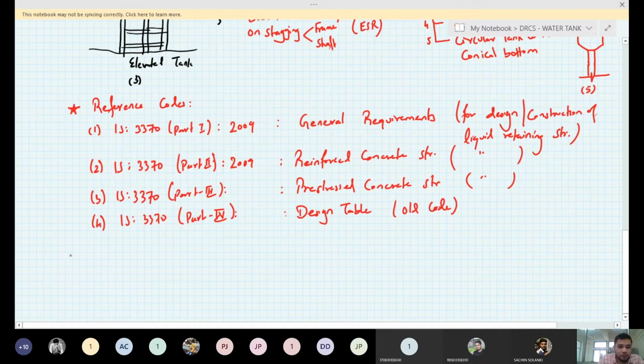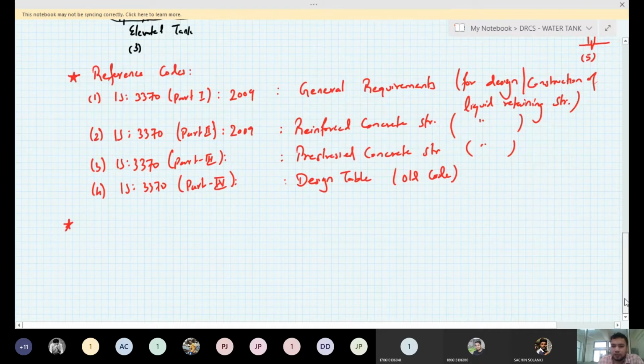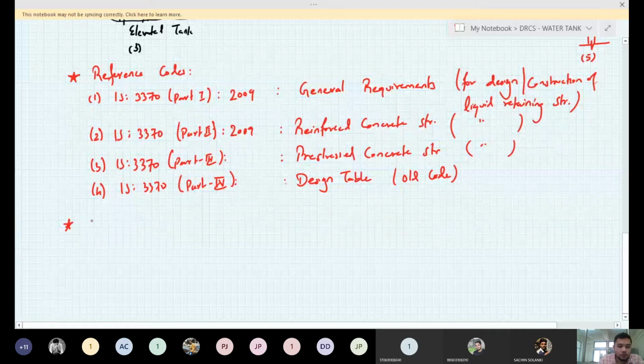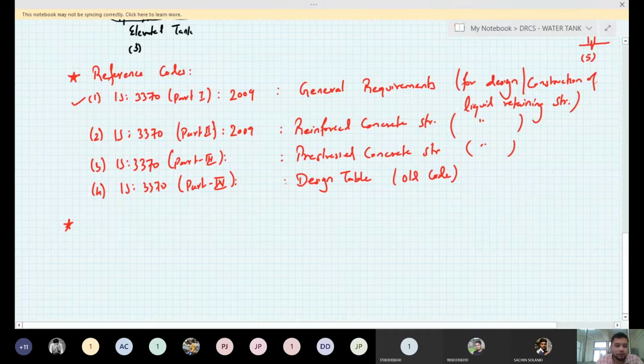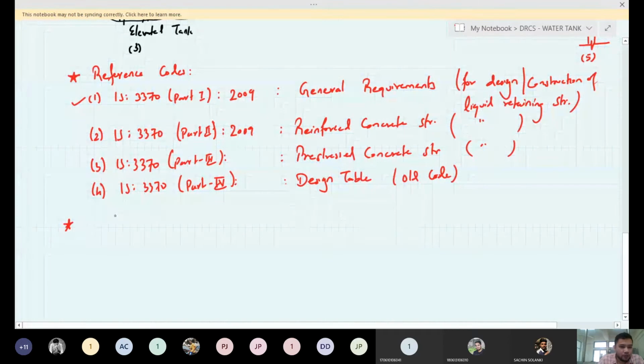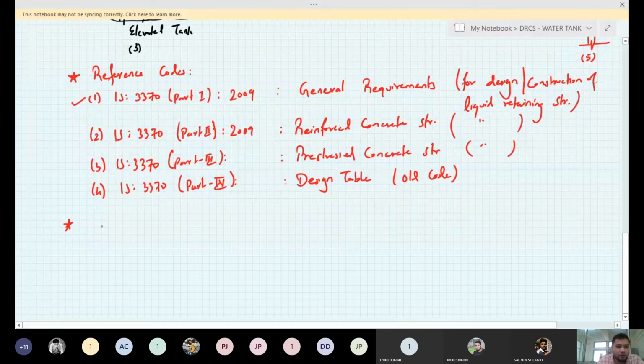Okay, so then we have seen the codal provisions. In codal provisions, we use IS 3370 part 1, and we have gone through the special considerations required for making reinforced concrete liquid retaining structures.